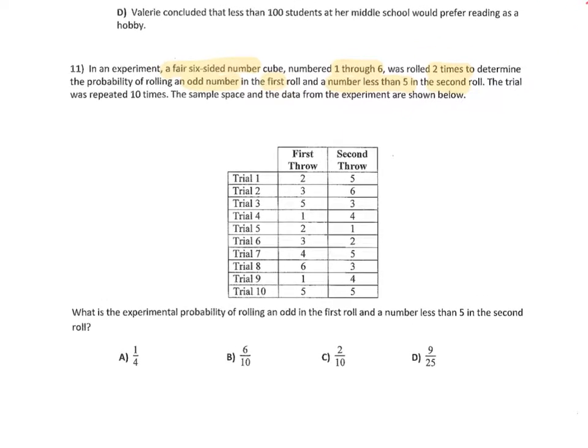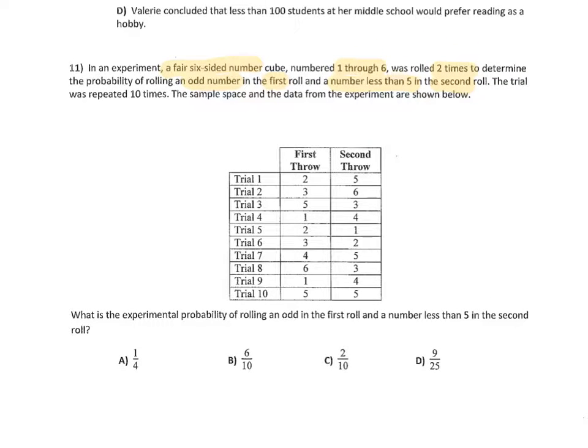So we did both of these rolls 10 times. So out of the first row, the question: what's the experimental probability of rolling an odd in the first roll and a number less than 5 in the second roll? So we're going to have to use this table. So out of 10, the first roll, they were looking for an odd number.